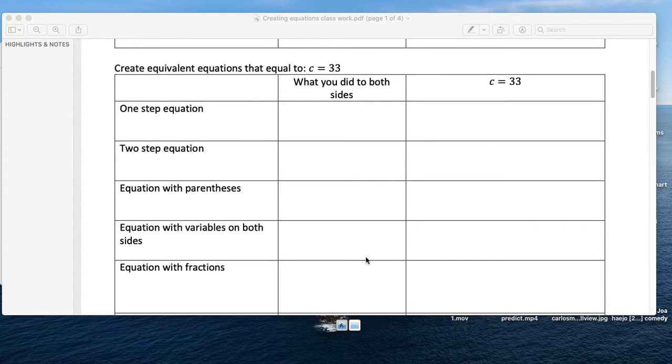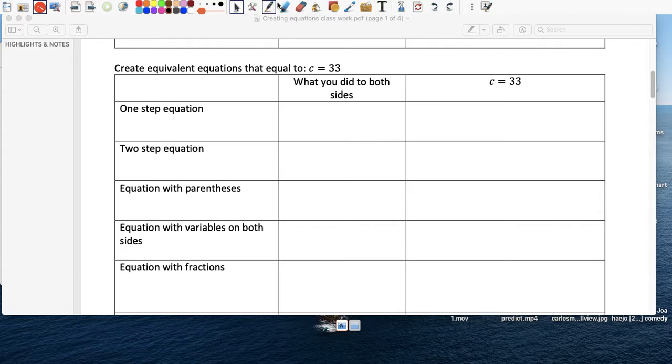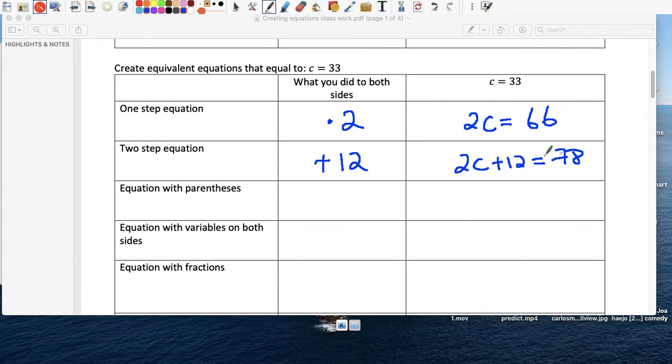33. So let's pick something. Let's divide both sides by 11. No, actually, let's just multiply by 2. So we're going to get 2c equals 66. Let's add 12 to both sides. So we get 2c plus 12, and 66 plus 12 is 78.